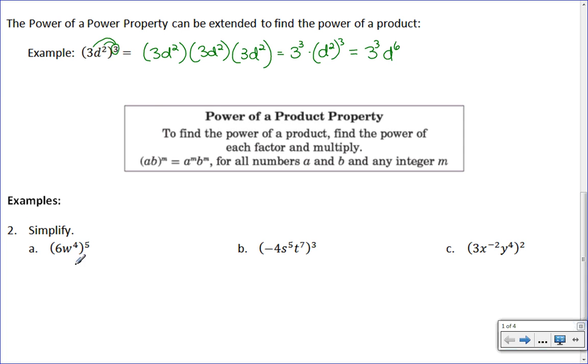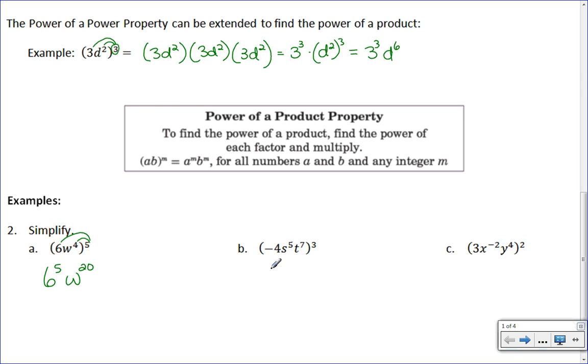So for 2a, we have 6w to the 4th, all to the 5th. So we want both of those to be raised to the 5th power. So it's 6 to the 5th, and w to the 4th to the 5th. And here's again where we multiply those exponents. So w to the 20th.